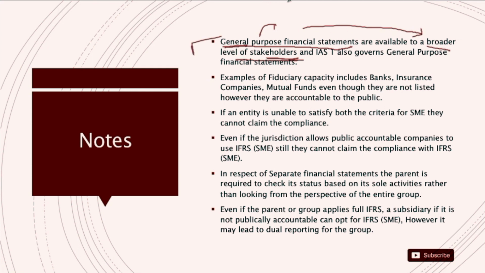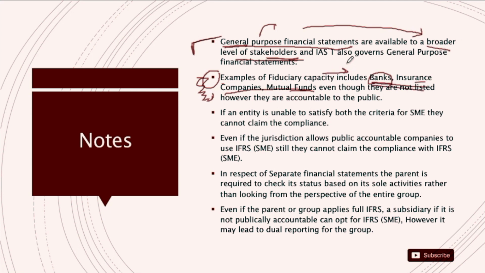There has to be some standard to be maintained, or some level of disclosure to be required. That's why we have this standard. Fiduciary capacity includes banks, insurance, or mutual funds, because even though they are not listed, they raise money from the public, or the public is very much reliant on these entities. For example, even if a bank is not listed, people do have their deposits in the bank in the form of savings accounts and fixed deposits. So even though it's not listed, it should have detailed disclosure.